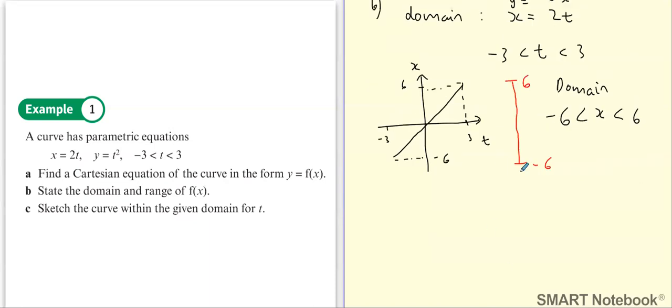Now, if for domain we are sketching that, what are we going to sketch for the range? Please type that in the chat. If for domain we sketched x equals 2t, what are we going to sketch for the range?